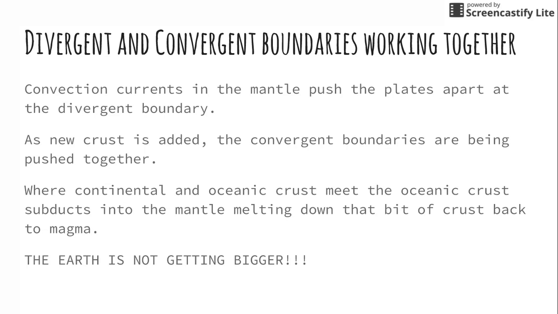Where the continental and the oceanic crust meet, the oceanic crust subducts below or slides underneath the continental crust into the mantle, and it melts back down, and that bit of crust then becomes magma again. Because of the subduction zone and the melting down, the Earth is not actually getting bigger, although new crust is being added all of the time.